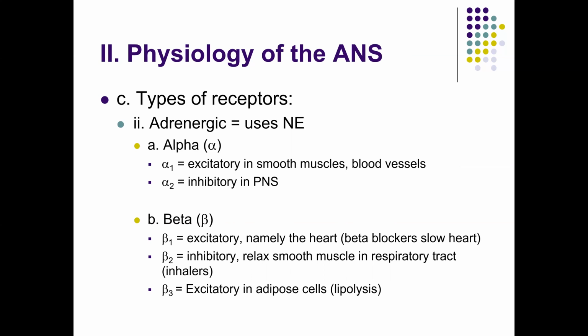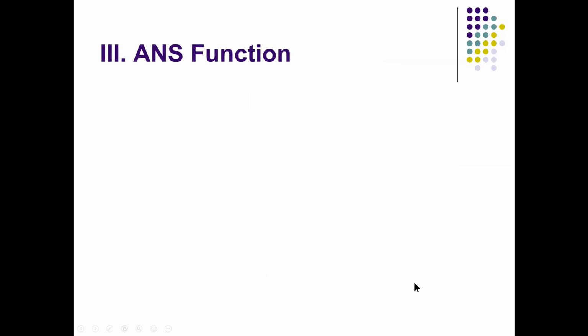Beta 2 is inhibitory, it relaxes smooth muscle in the respiratory tract. And so if you want to dilate the bronchioles, you want to relax the smooth muscle around the bronchioles, okay? And that would be something we discuss in anatomy and physiology too. Then you'd work with a beta 2 receptor to relax the smooth muscle, and that is some of the medication in the inhalers, okay? And then you have beta 3, which is excitatory in adipose cells and causes lipolysis.